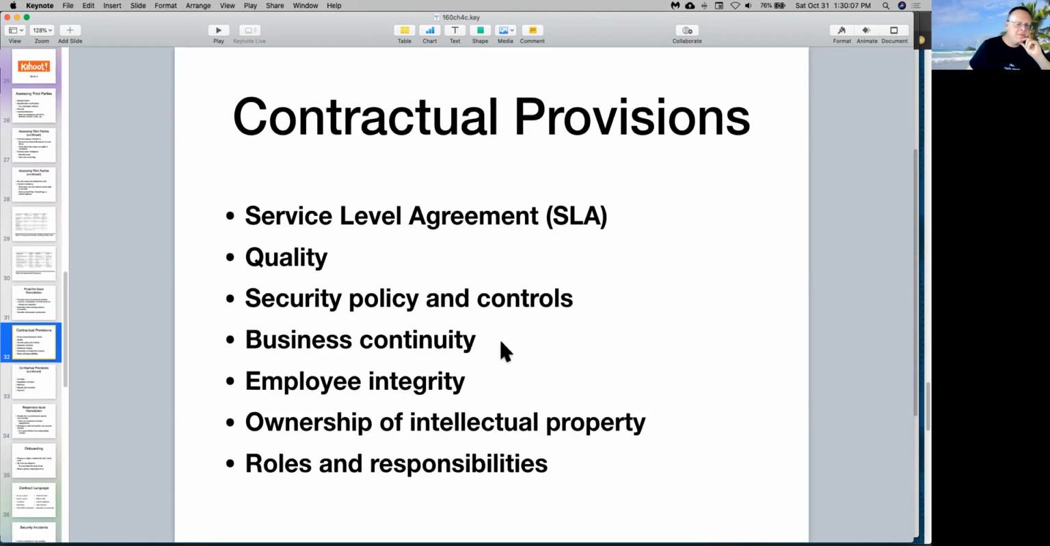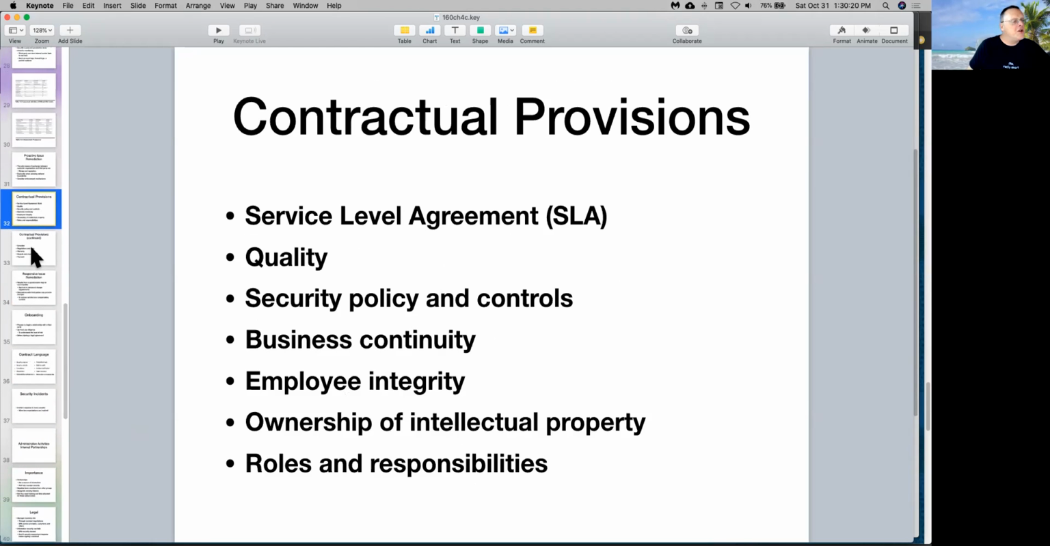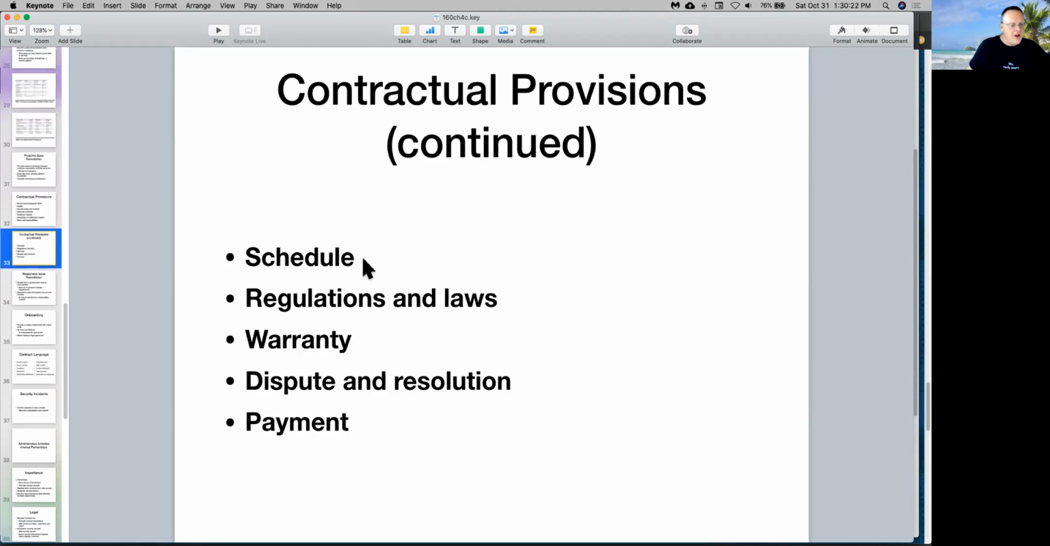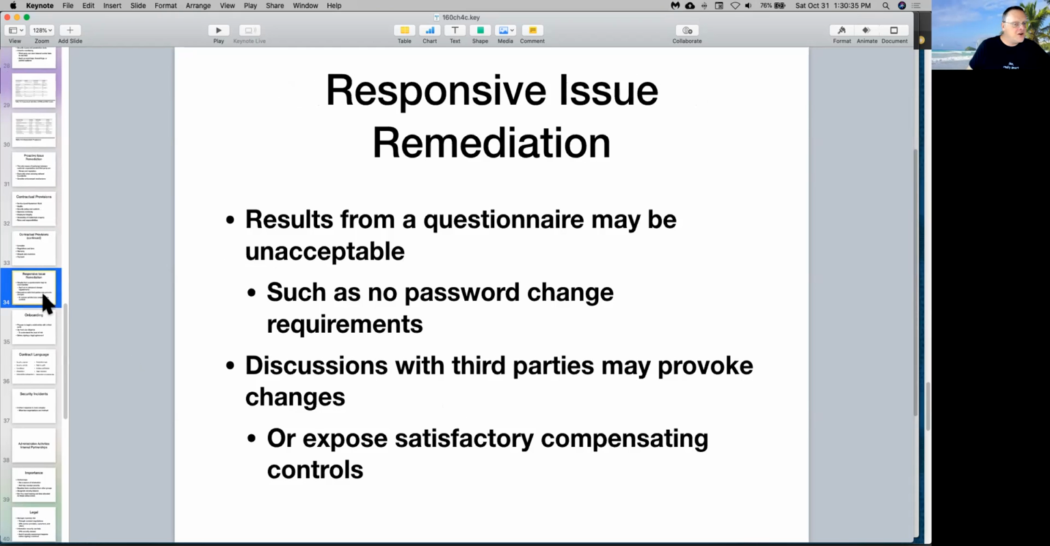They promise continuity and employee integrity, where they do background checks and hopefully prevent their employees from stealing your data. Make it clear who owns stuff and who's in charge. These are contractual provisions that would help. You have a schedule of events. Things have to be finished on time or there are penalties. And you have some way to resolve disputes and rules about when you pay and what you pay. So these are things you can address in the contract.